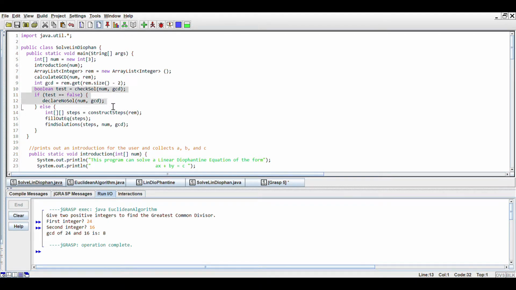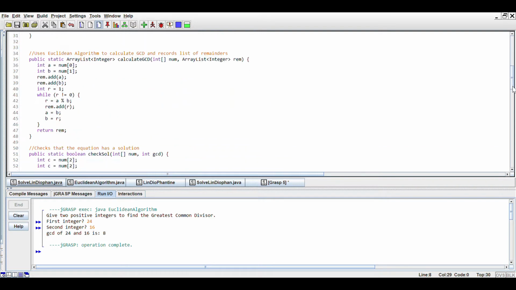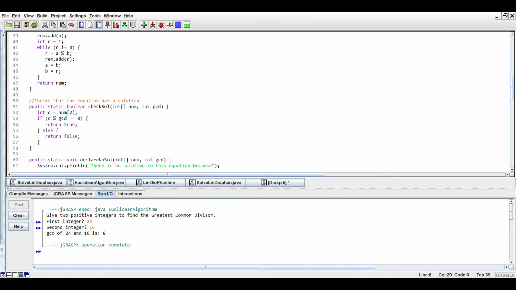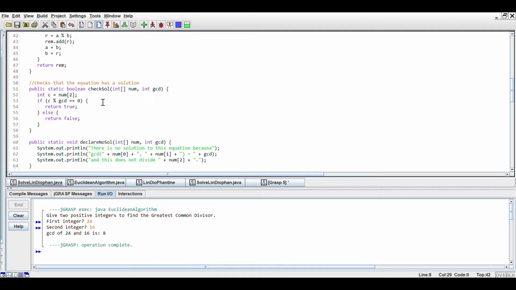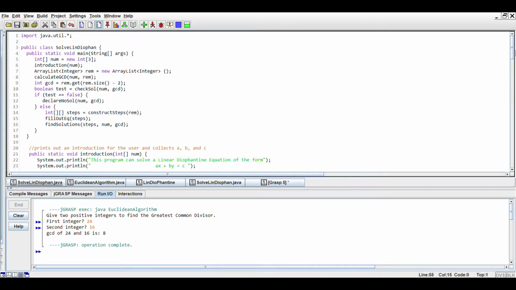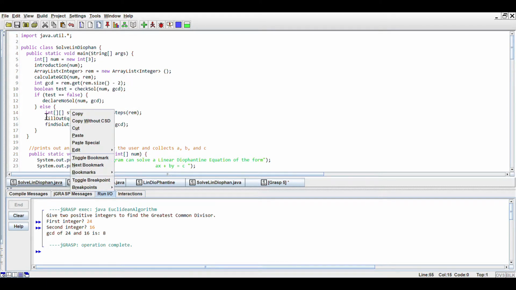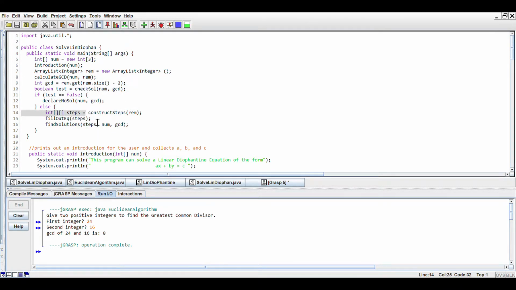So there's also this method that checks to make sure there is a solution to the equation. It checks to make sure that the greatest common divisor divides c, because if not, then there's no solution. And then finally, it can be passed to this method, which I will explain in more detail.